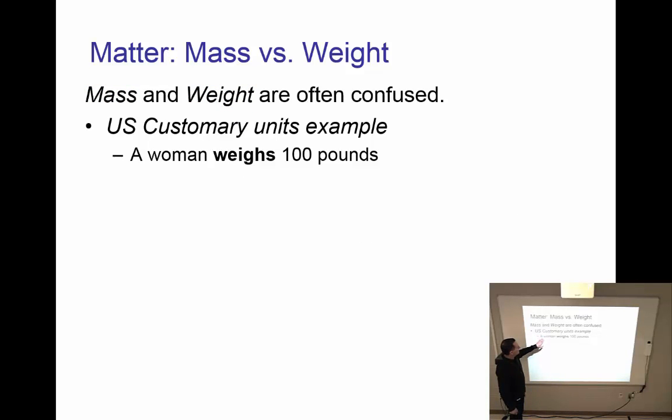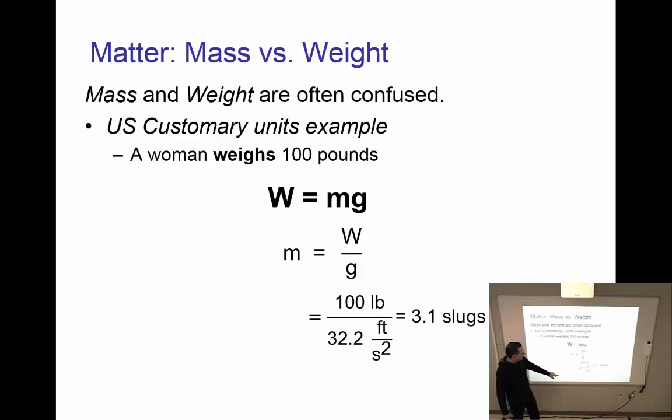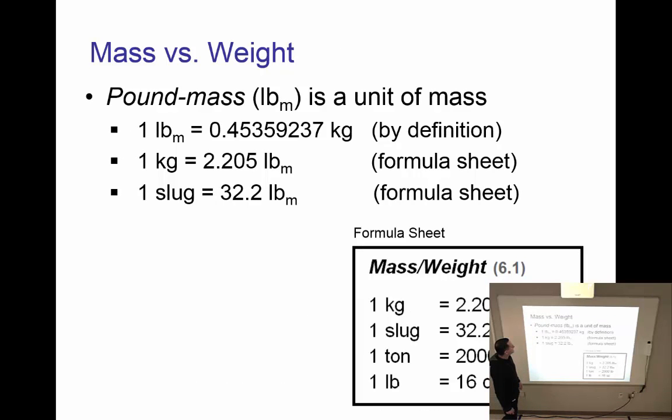In the US customary system, if a woman weighs 100 pounds, we can determine her mass by using the same formula. Weight is mass times gravity. We're solving for mass in this case. I'm going to take the weight, which is 100 pounds, divide by gravity. And again, in the US customary system, gravity's constant will be 32.2 feet per second squared, so her mass is 3.1 slugs. So in the activity that we do, whether we're starting with mass or weight will determine which formulas we use for density. Okay?